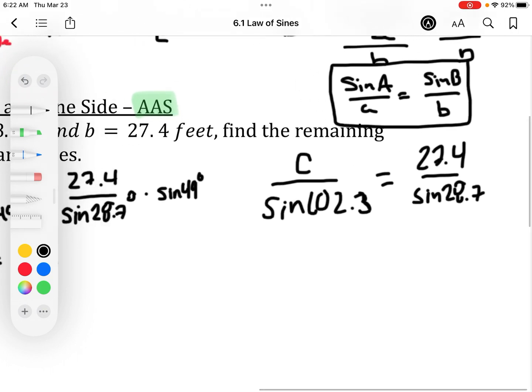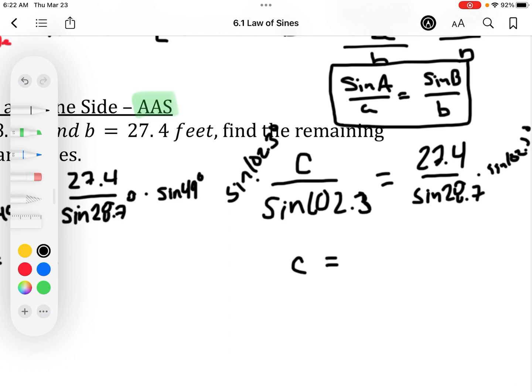So the same thing, to get C by itself, we're just going to multiply each side by the sine of 102.3 degrees. And that leaves us with a C of 55.7.